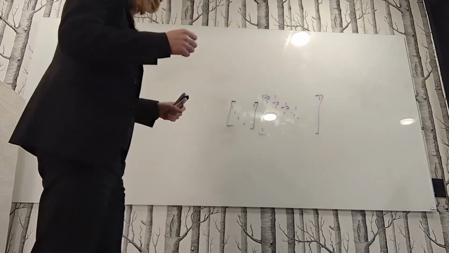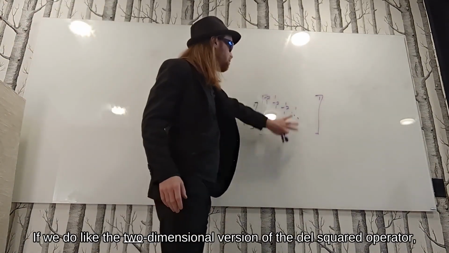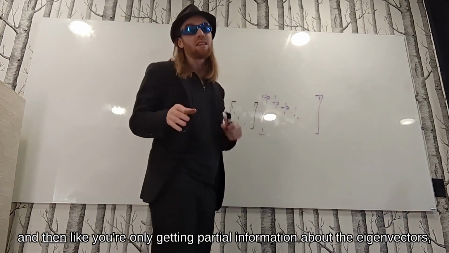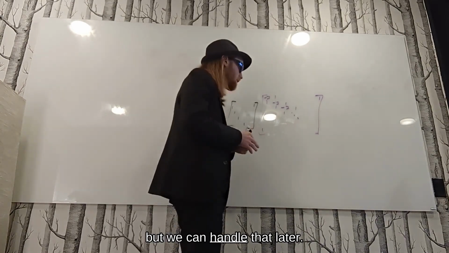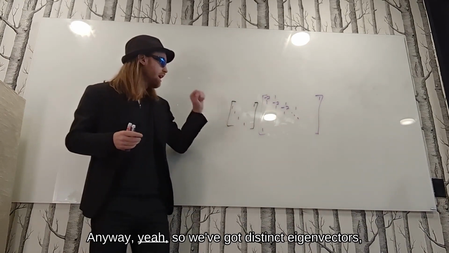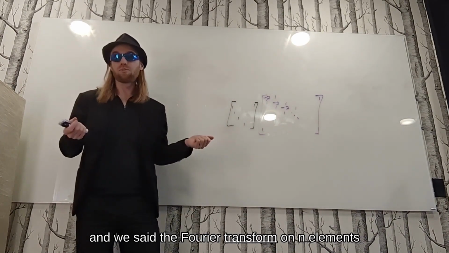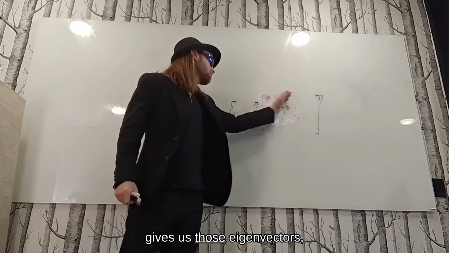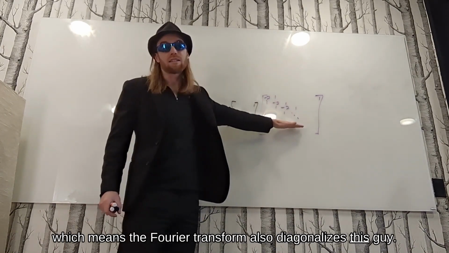So that's very helpful. This will not generalize to higher dimensions, by the way. If we do the two-dimensional version of the del squared operator, there will be some repeat eigenvalues, and then you're only getting partial information about the eigenvectors, but we can handle that later. Anyway, we've got distinct eigenvectors, and we said the Fourier transform on n elements gives us those eigenvectors, which means the Fourier transform also diagonalizes this guy.